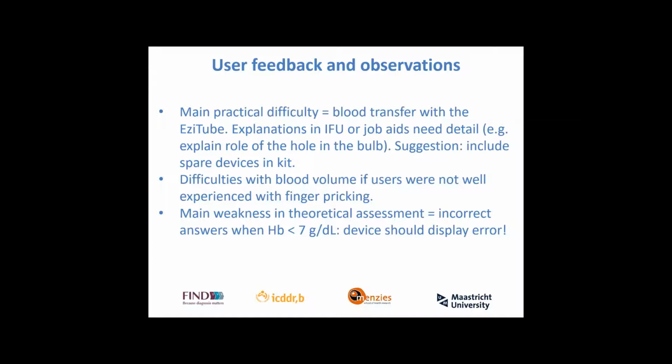The main practical difficulty was ease of use, so perhaps the IFU should explain more about this. One suggestion that came out was to include more spare devices in the kit. There were difficulties with blood volume if users were not well experienced with finger pricking. The main weakness I mentioned also came out in the theoretical assessment: incorrect answering when hemoglobin is less than 7 grams per deciliter.